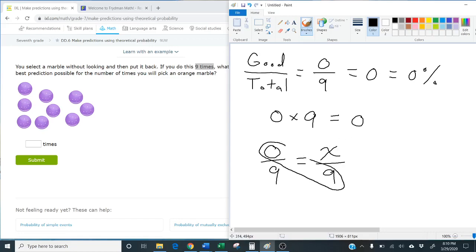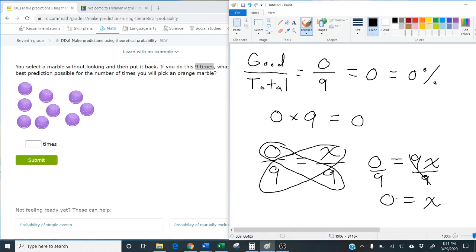Cross multiply here, 9 times 0 is 0, and then equals 9 times x is 9x. To get the 9 away from the x, we would have to divide. So divide both sides by 9. That cancels. X equals 0 divided by 9 is 0. So once again, we see that our prediction is 0, which makes sense.